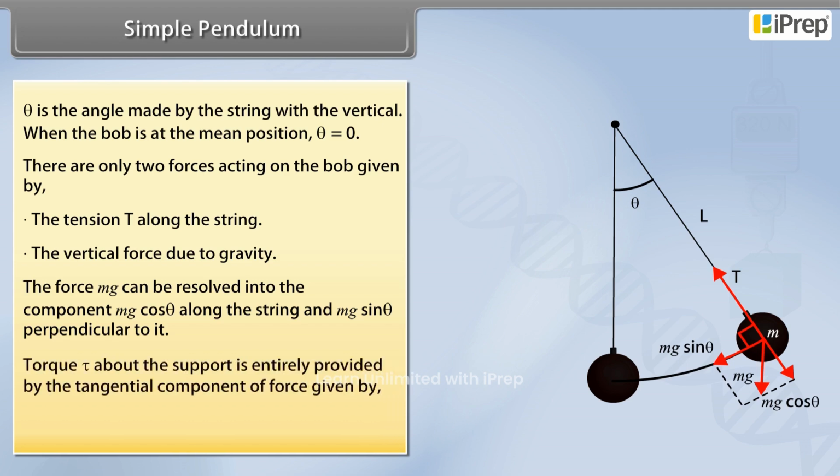Torque tau about the support is entirely provided by the tangential component of force, given by tau is equal to minus L mg sin theta.